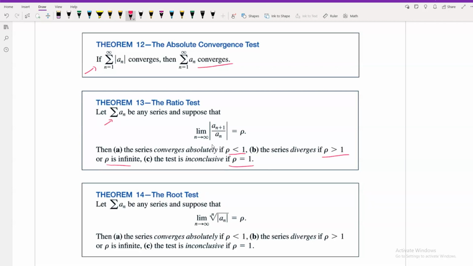Theorem 14, the root test. Let sum of a_n be any series and suppose that the limit of the nth root of absolute value of a_n as n approaches infinity equals p. Then the series converges absolutely if p is less than 1. The series diverges if p is greater than 1 or p is infinite. And the last one here that we have, the test is inconclusive if p equals 1.